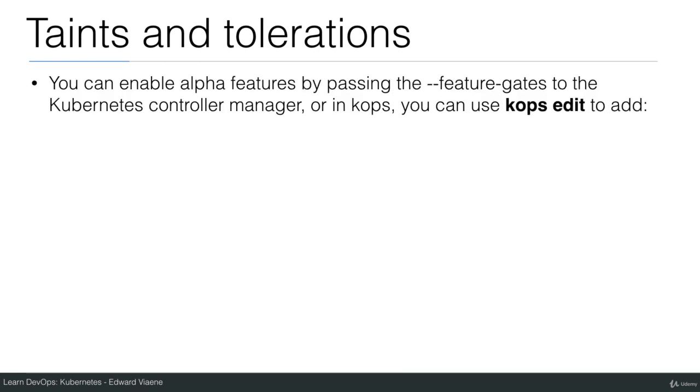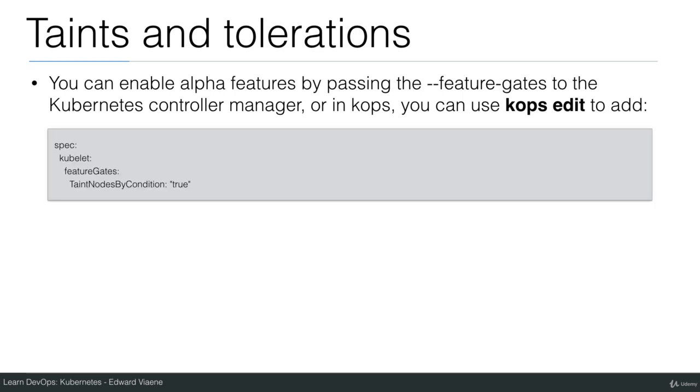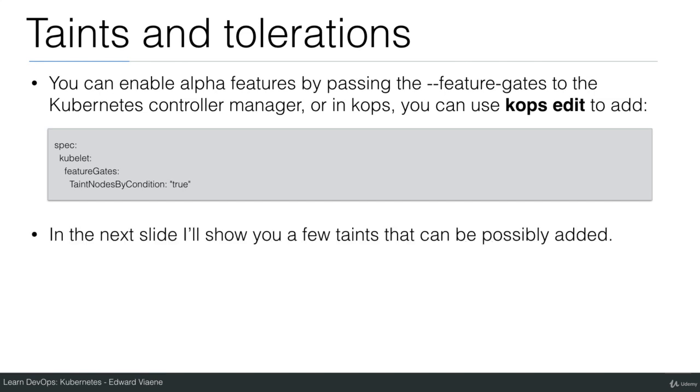You can enable alpha features by passing the --feature-gates flag to the Kubernetes controller manager, or if you are using kops, you can use kops edit to add the following lines. So this feature can be enabled by TaintNodesByCondition=true, but I would recommend you to maybe just wait until this feature is stable and then you can just use this feature. In the next slide, I will show you a few taints that can possibly be added when you enable this feature, and then you can create tolerations for those.